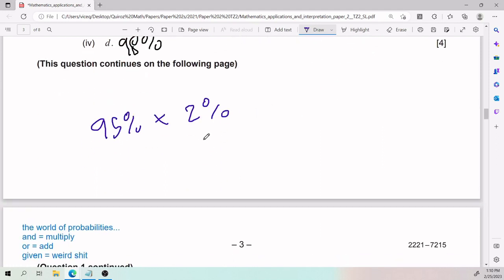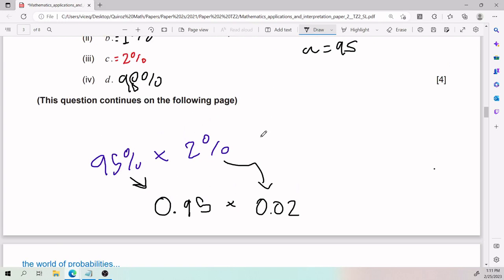Now you might be thinking, how the hell do you multiply percentages? Most calculators can just do that, but I'll take a moment to teach you some free math. So 95%, if you put it as a decimal, is 0.95. 2%, if you put it as a decimal, is 0.02. What's an easy way to remember this?